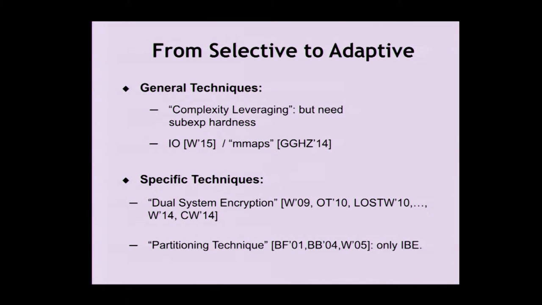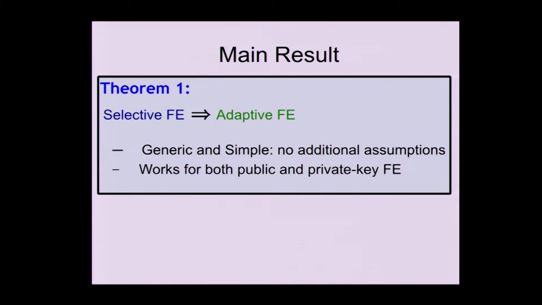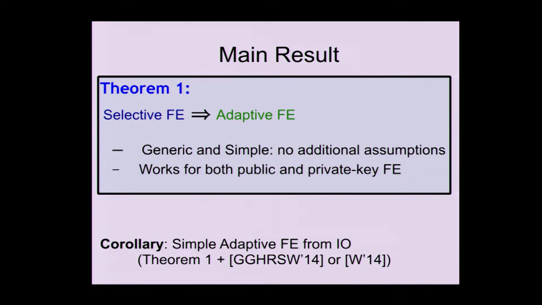Let me state our main theorem. We show how to obtain adaptive functional encryption assuming any selective functional encryption scheme. In our work, we don't make any additional assumptions. As you will see later, our transformation is very simple, and it works both in the public key setting and the secret key setting. As a corollary of this theorem, we get a simple construction of adaptive FE from IO by just combining this theorem with selective FE constructions of either GGHRSW or Brent's construction. It should be Waters 15, sorry.